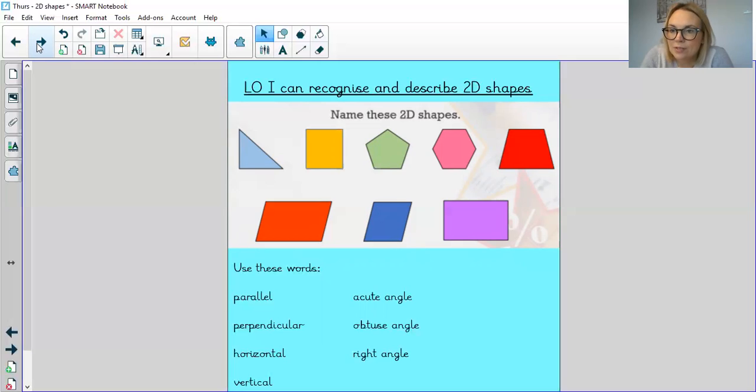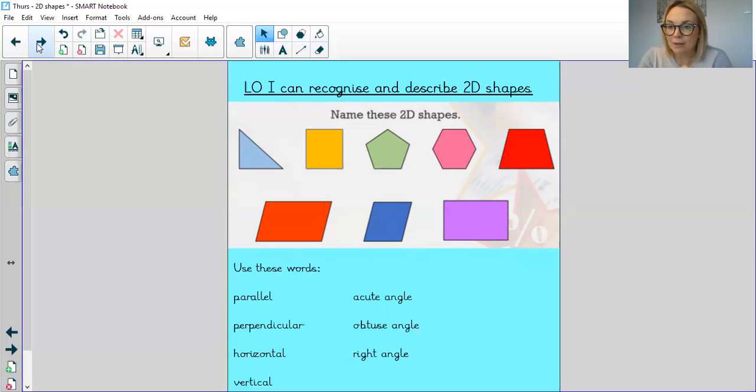How many horizontal sides are there? How many vertical sides? Remember, horizontal like the horizon from earlier in the week, and vertical top to bottom like that. Acute angle, so an angle less than 90 degrees. How many of those has it got? You have to get your angle meters out if you need to.